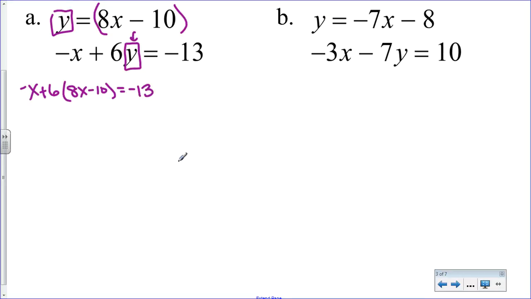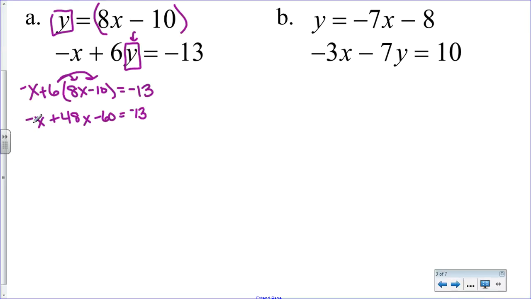And notice I put it in parentheses when I plugged it in. And that's because I need to remember to distribute the 6 through the whole thing. So we're going to go ahead and multiply here. 6 times 8x and 6 times negative 10. So we get negative x plus 48x minus 60 equals negative 13. From here, we just have an equation to solve. So we're going to go ahead and combine like terms.